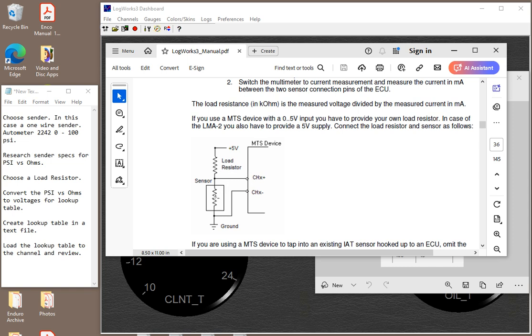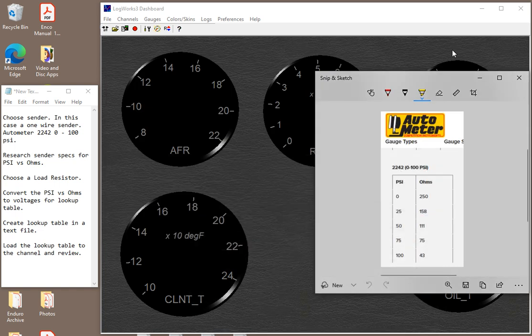But for this to work, we need to know which load resistor to use, how many ohms. There are two ways to do this. One is you just look at the specs for the sensor. In this case, at 0 it's 250 ohms, at 100 psi it's 43 ohms. That gives you about a 200 ohm difference. So about 100 ohms for the load resistor would work pretty well.